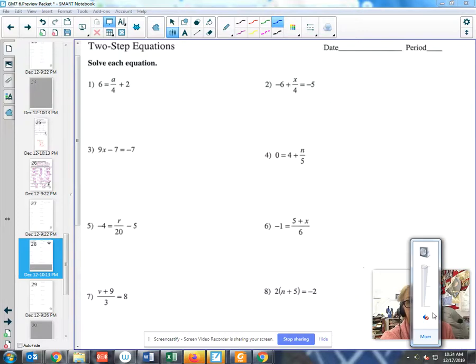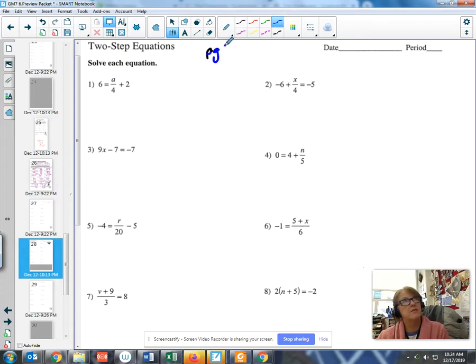All right, take out your packet and let's check your answers to page 15. This should be page 15 here. Draw a line under your equal sign each time so that you can identify where's the variable and what you need to do to each side of the equation so that you isolate that variable.